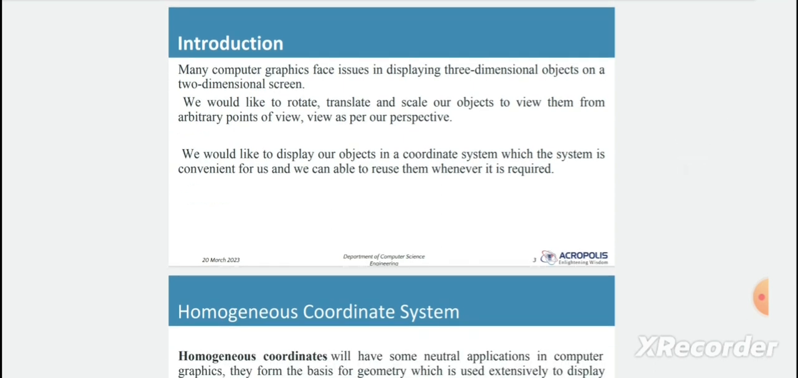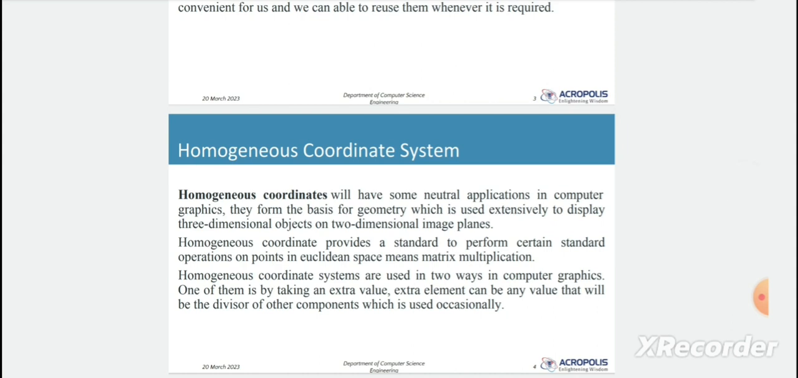To resolve this issue we have the homogeneous coordinate system. Homogeneous coordinates have some neat applications in computer graphics, in which they form the basis of geometry, which is used extensively to display 3D objects on 2D image planes. It provides certain standard procedures by which we can draw our image from 3D to 2D.